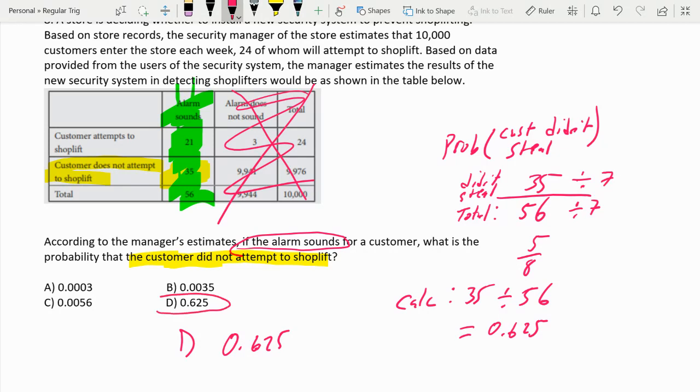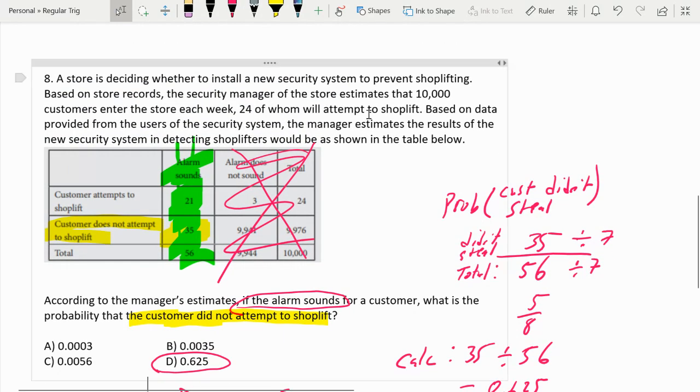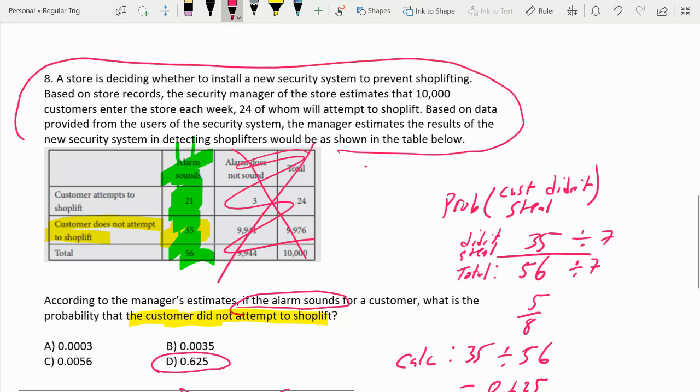0.625. Hopefully that helps you guys a little bit when you look at a really big, ugly problem like this. You start looking at all these words and you say, "Oh, screw that! I'm just going to skip it." Go read the problem. Go read the question first. What are they asking? Especially if you're given a chart. Hope that helps.